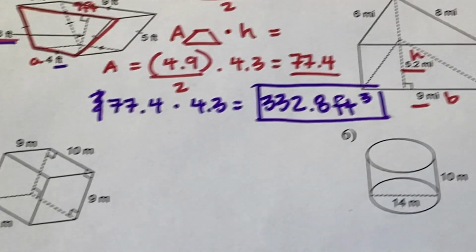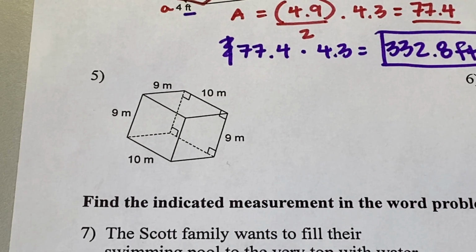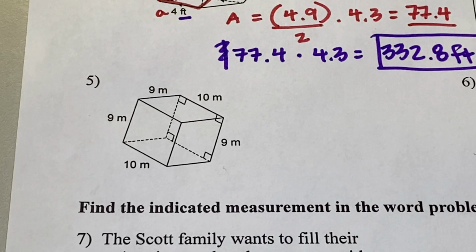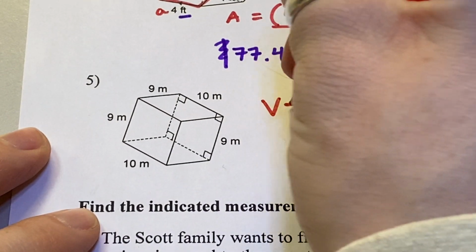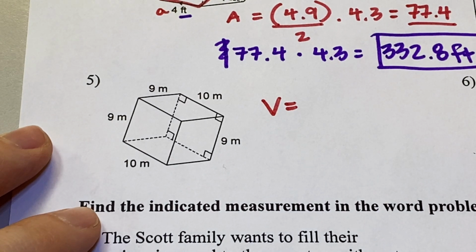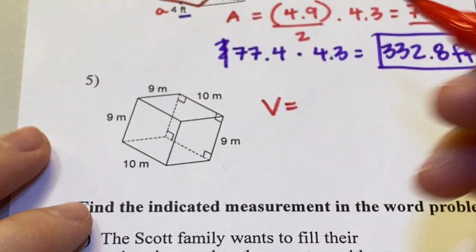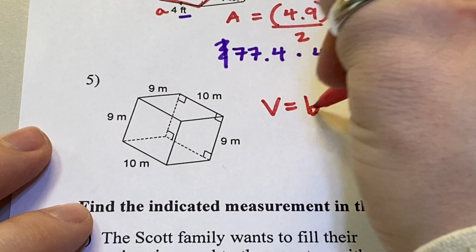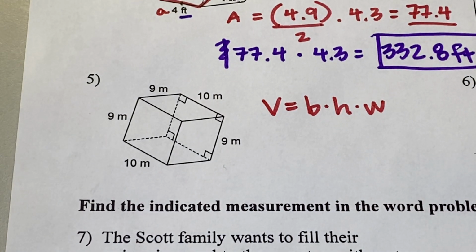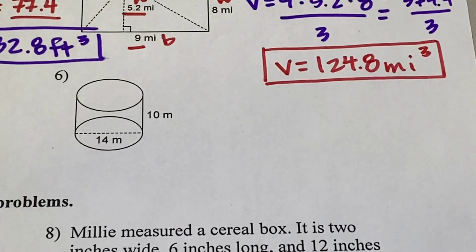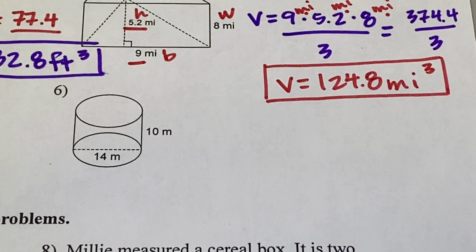Alrighty, let's go ahead for number 5 because you're going to see some of these examples on your assignment, but it's pretty much kid stuff. Let's just remind ourselves that the volume of a rectangular prism, or a box type thing, is base times height times width. Easy peasy. Let's move on to number 6.